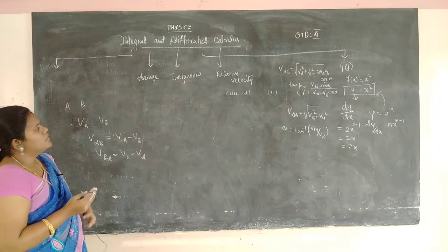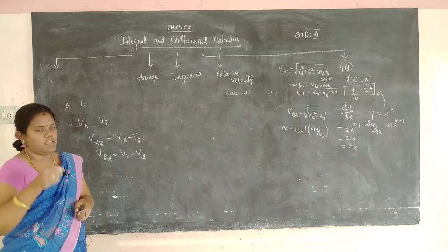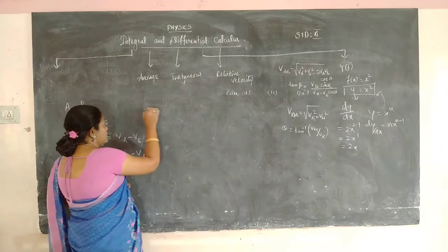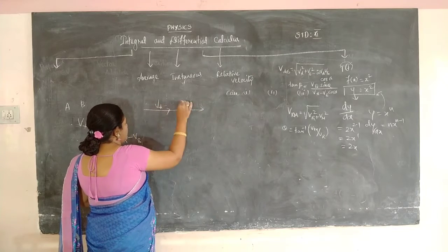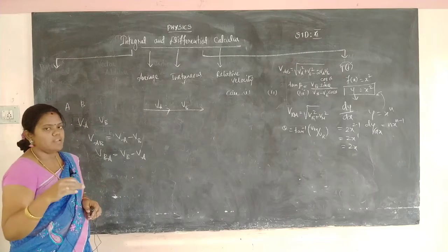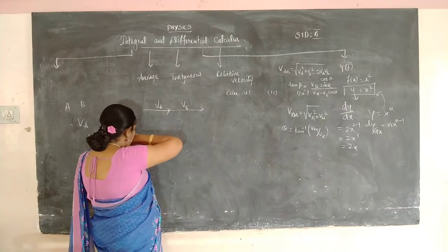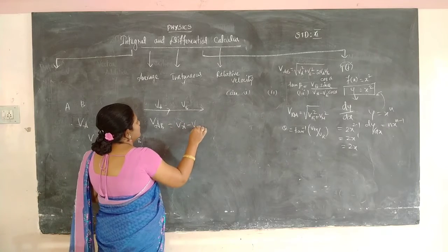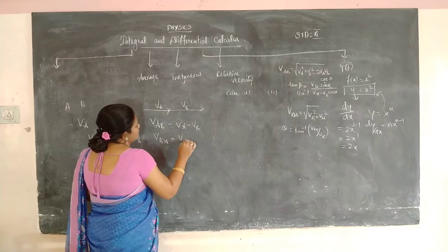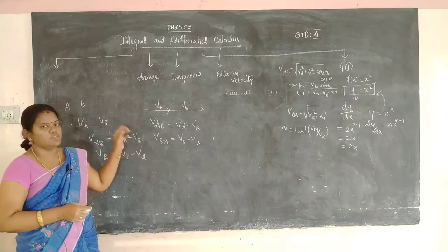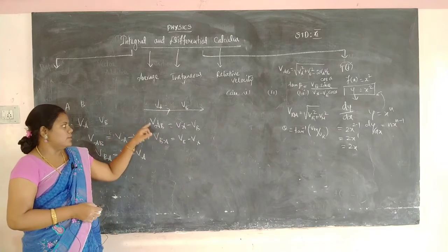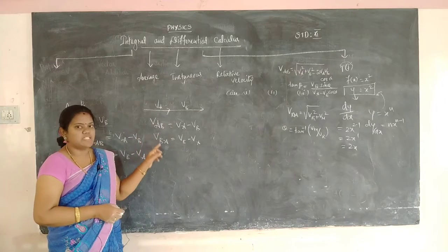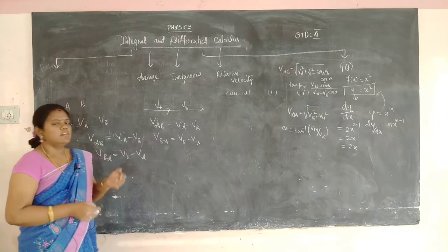First case: we take two things, A and B, having some velocities VA and VB. They are moving on the same track, in a straight line, in the same direction. In the same direction, VAB is equal to VA minus VB, and VBA is equal to VB minus VA. Normally, relative velocity of two things moving in the same direction on the same line is VAB equal to VA minus VB, and VBA is VB minus VA.